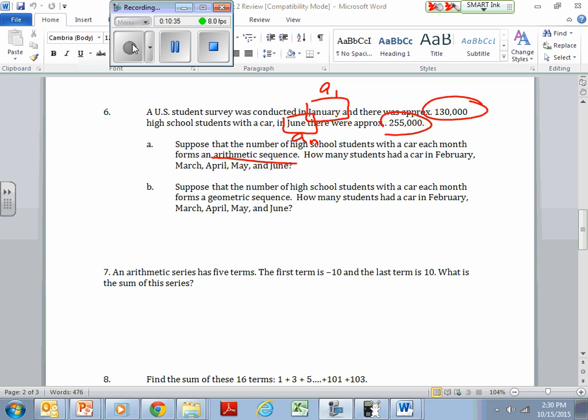B. Suppose that the number of high school students with a car each month forms a geometric sequence. How many of them had it in May, June, whatever? So we need two formulas. What are the two formulas we need? I think the formula for arithmetic sequence is A sub n equals something plus d times n minus 1. What's the something? Is it A1?